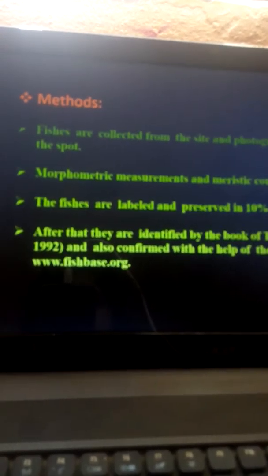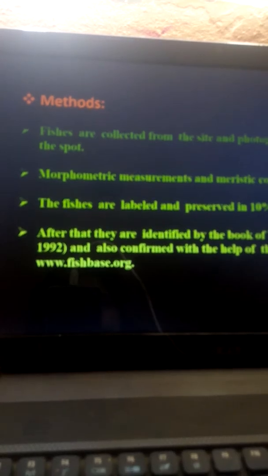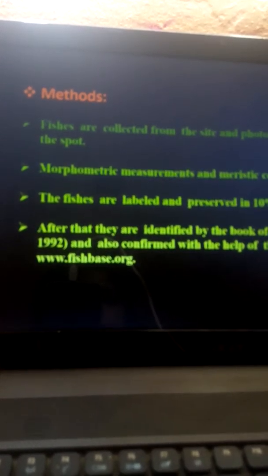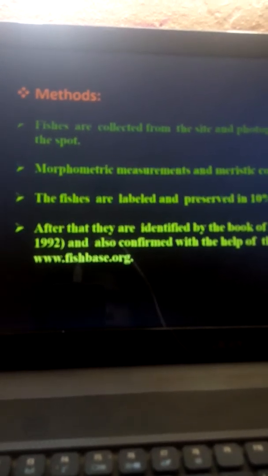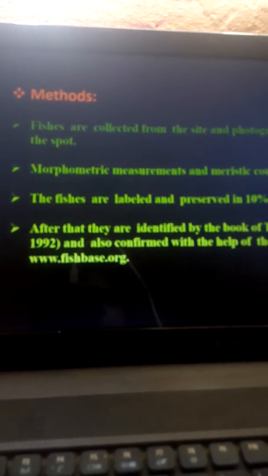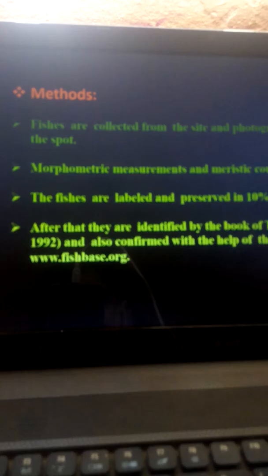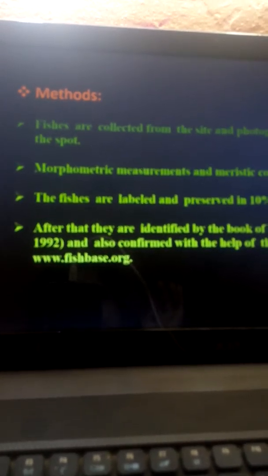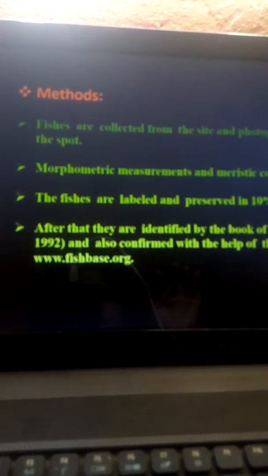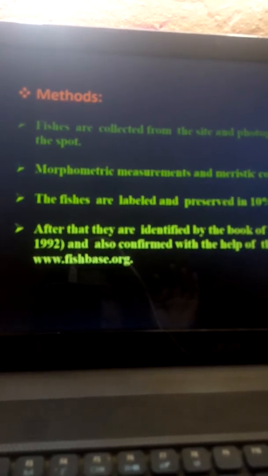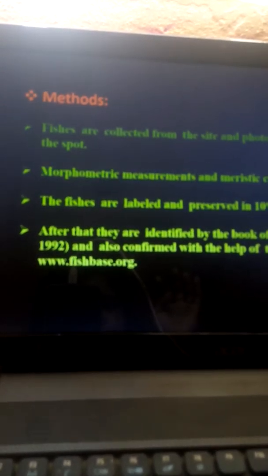This much for today. Hope the video must have been helpful, mostly from the point of view of the methods used in identifying the fish species, which was mostly focused on how to take the counts of the rays and spines of the fish and how to take the measurements of various body parts of the fish.